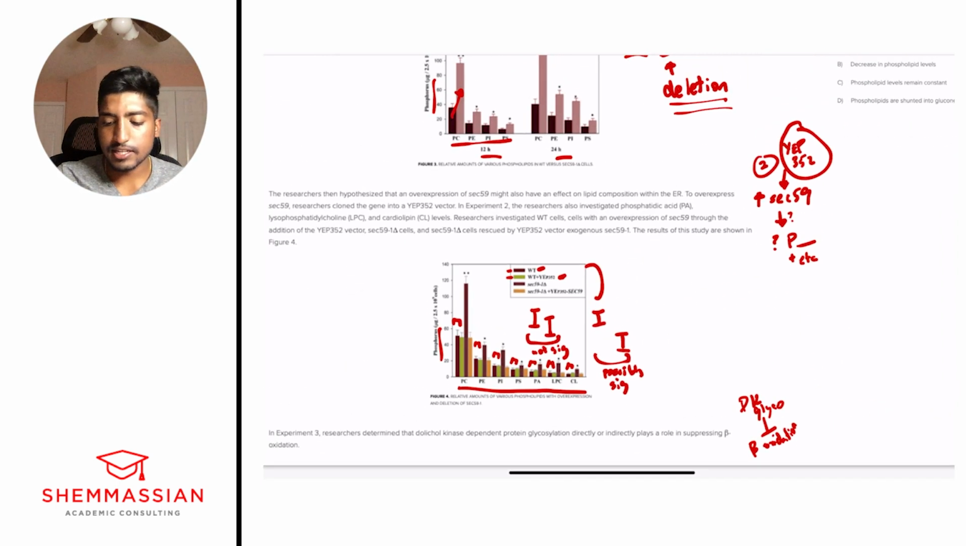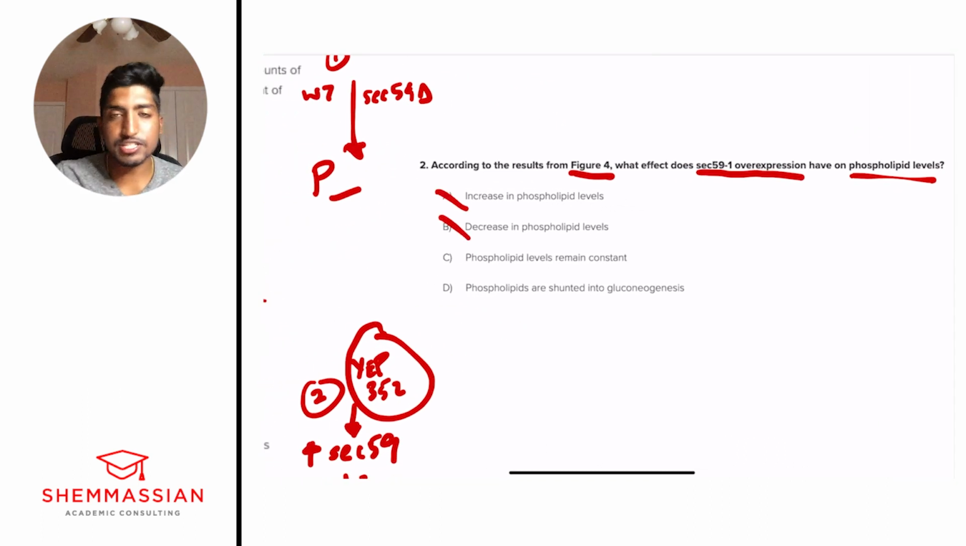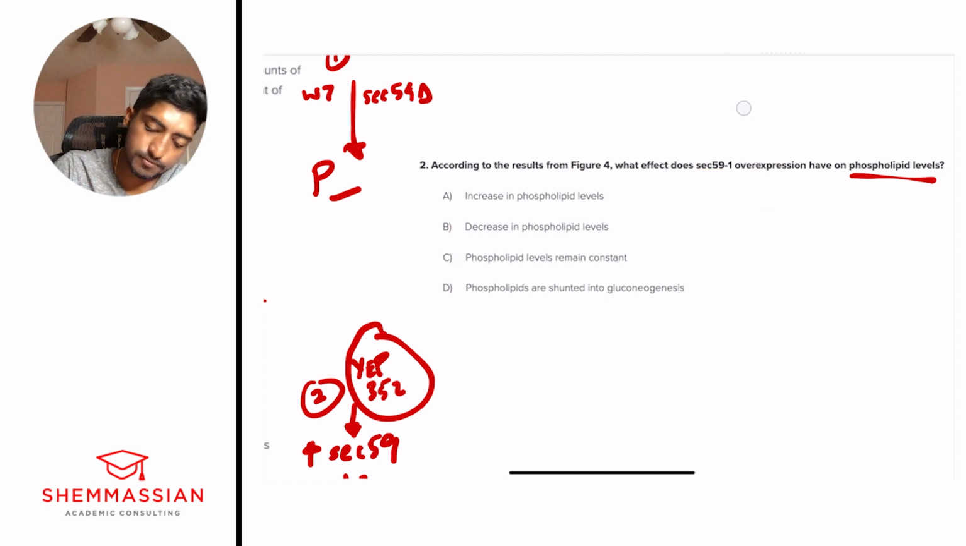Okay? And so with that, we should know that we're not going to see an increase or decrease since they're right around the same level for each of those groups, but they remain constant. And we don't see anything about them shunted into gluconeogenesis because we have the same amount. And so we're left with C as our best answer choice. We're inferring the amount of phospholipid levels based on our data. And so with that, we're 2 for 2.